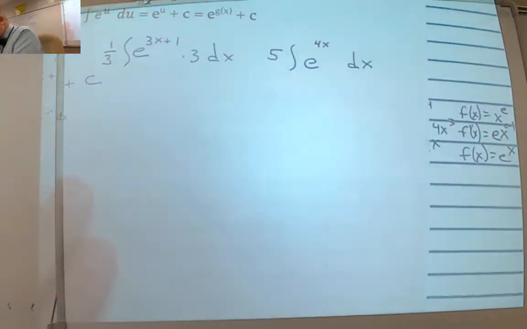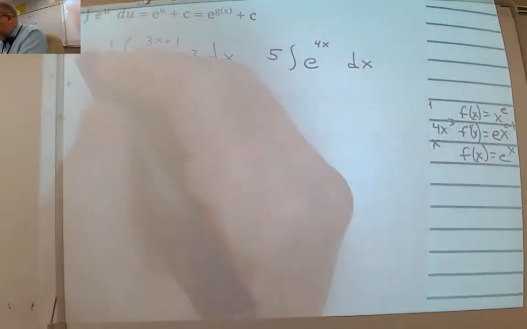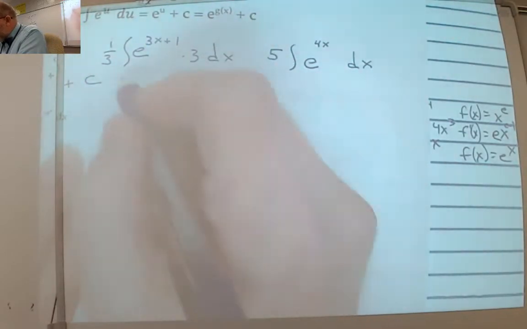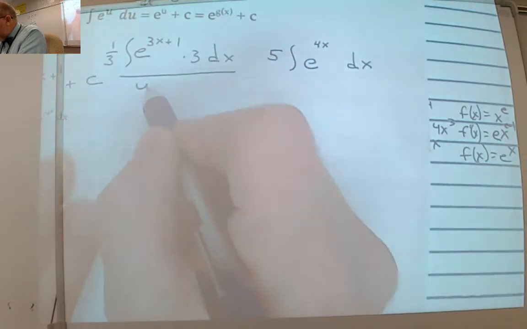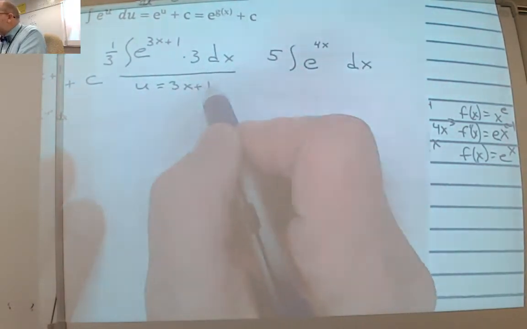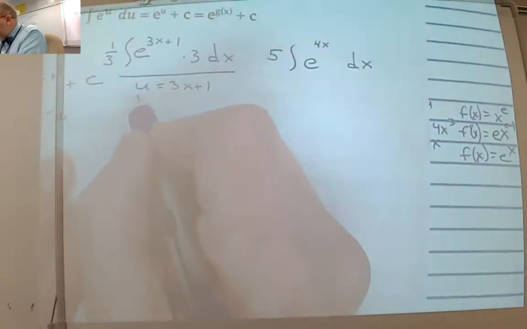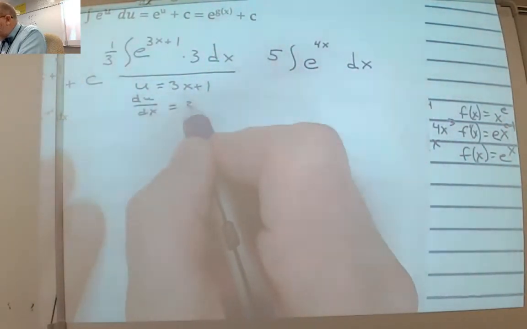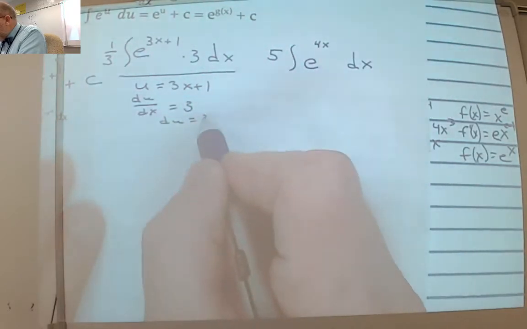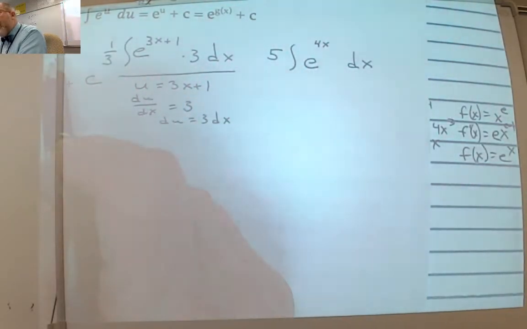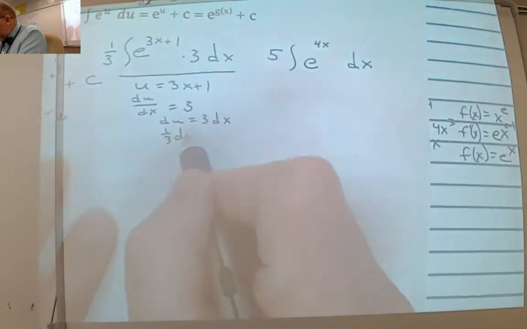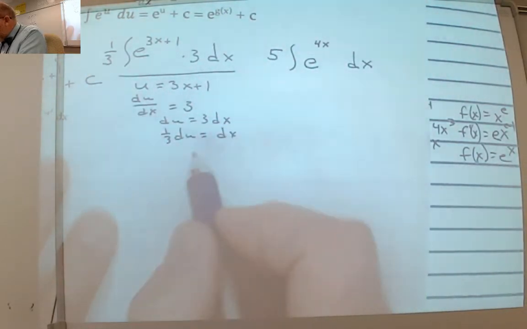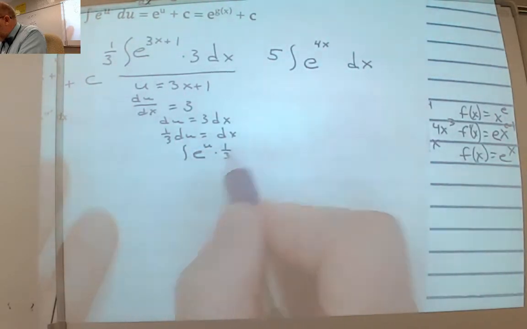Oh, before I do that, Rayanne, I want to talk about one thing. I want to come back to this one. You could use substitution. So I'm going to do substitution here. I'm going to say u is equal to that exponent, 3x plus 1. So that means du/dx would equal 3. That means du is equal to 3 dx. I don't have a 3 dx, do I? I just have a dx. So I could say that's 1/3 du equals dx. So now I could say I have e to the u times 1/3 du.